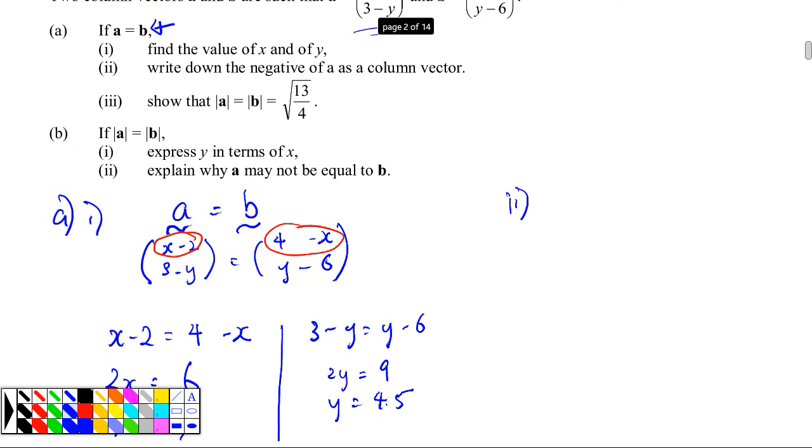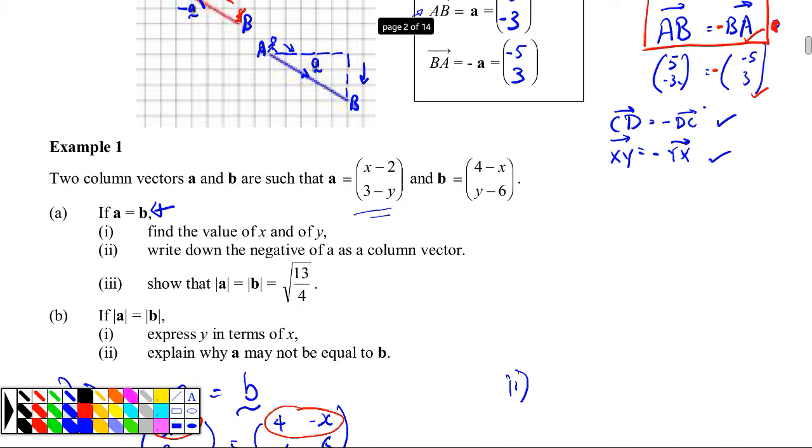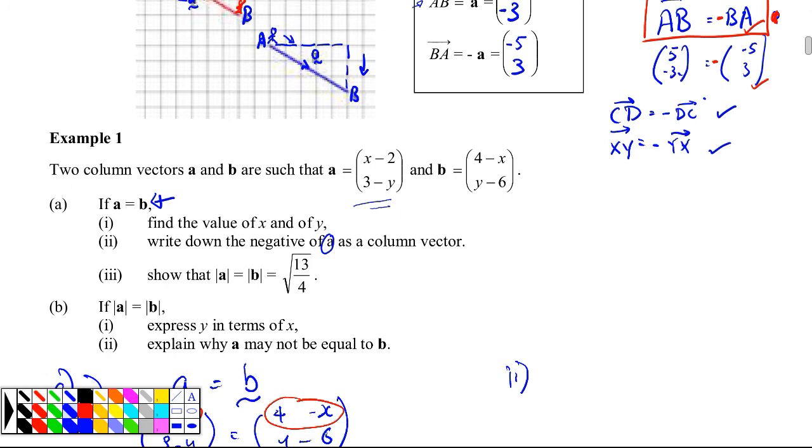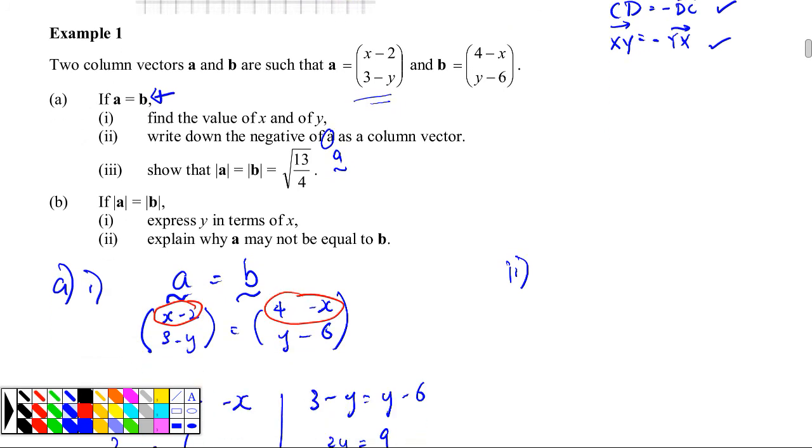Write down the negative of A as a column vector. Oh, you realize there's a printing error here? This A is supposed to be A bold or A underlined. So if you bold it and underline it, you know it's a vector, so you won't be confused that it's not just A as an alphabet.